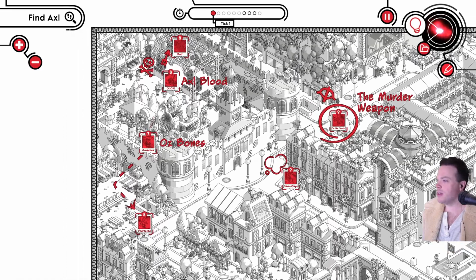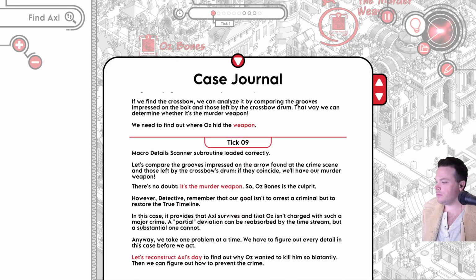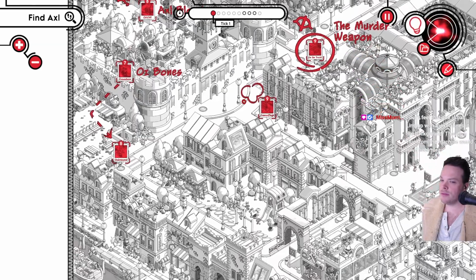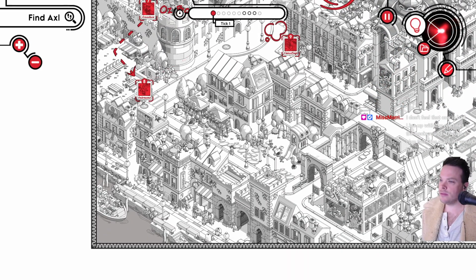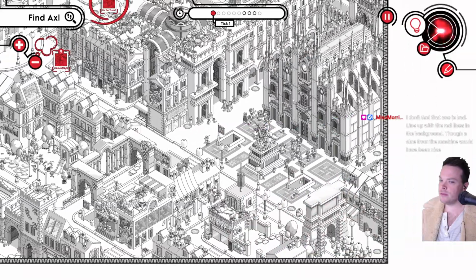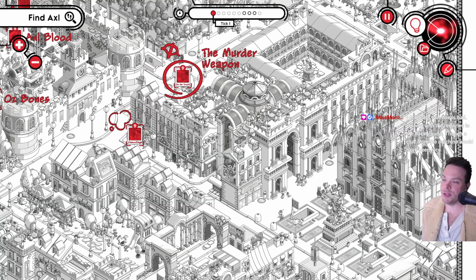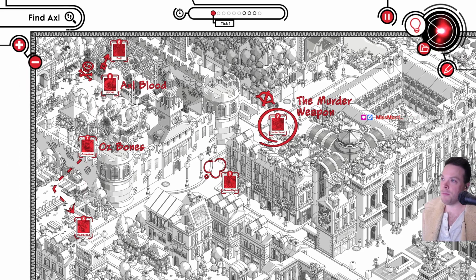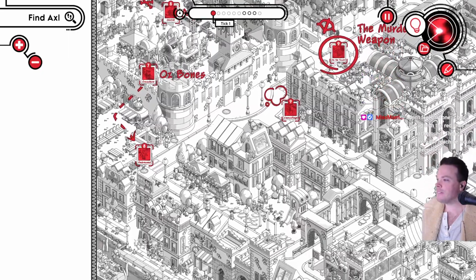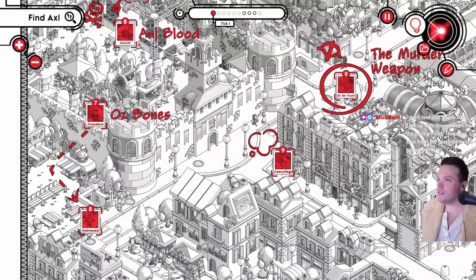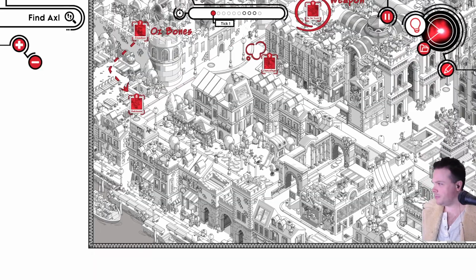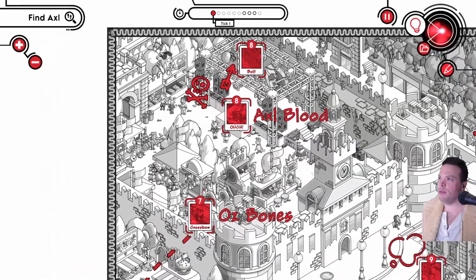Grumble, grumble, grumble. Now what am I supposed to be looking for? Let's reconstruct Axel's day. It is bad. It doesn't tell you what you're supposed to do, Ms. Morrigan. It's not a puzzle if you... A puzzle requires you to know what your goal is. Otherwise, it's just doing things randomly. So we're looking for Axel again. Where is Bald Man? Bald Man with beard.